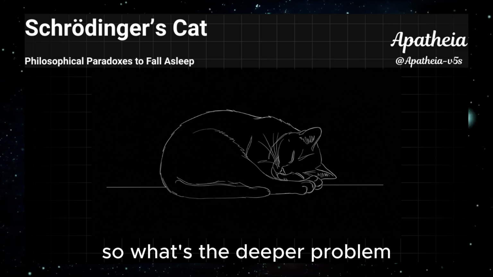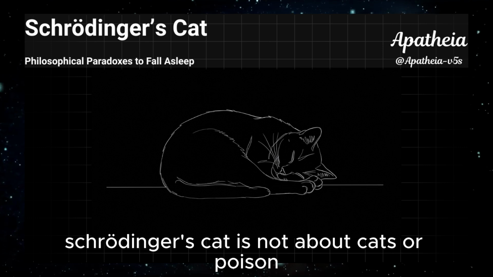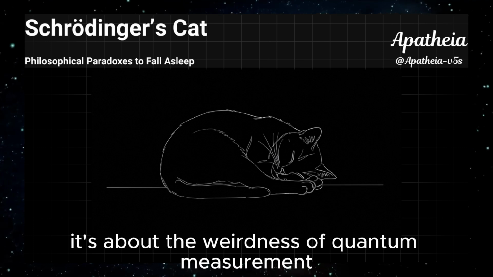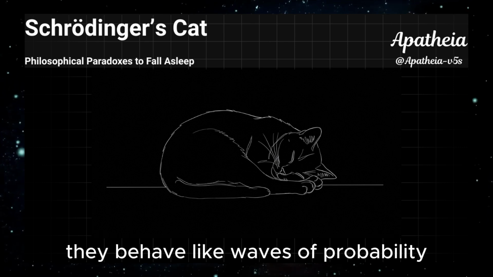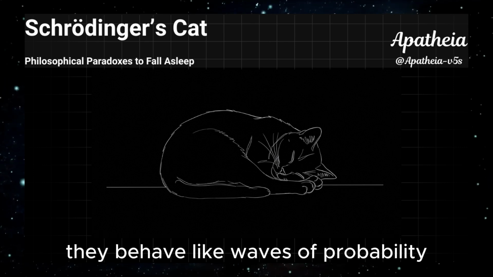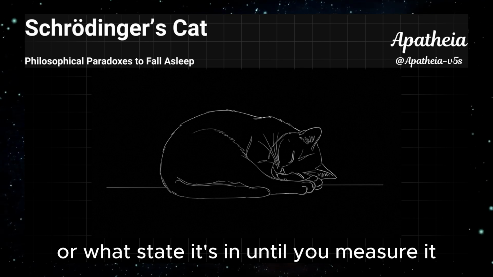So what's the deeper problem? Schrodinger's cat is not about cats or poison. It's about the weirdness of quantum measurement. At the quantum level, particles don't behave like tiny billiard balls. They behave like waves of probability. You can't say exactly where an electron is or what state it's in until you measure it.